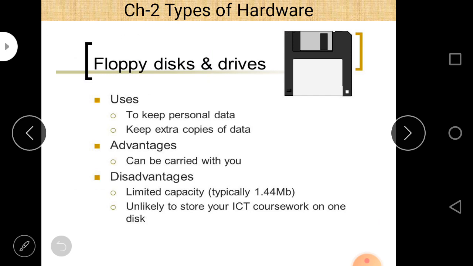floppy disk. And one more important thing regarding the floppy disk: if you want to save data, or read or write data using a floppy disk, you should have a floppy disk drive in your computer. Without a floppy disk drive, it is not possible to save your data. So these are some important points regarding the floppy disk drive.